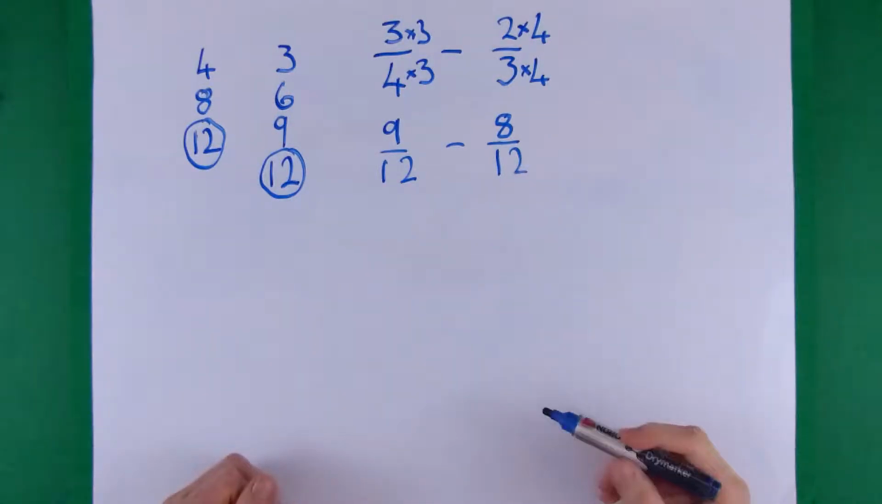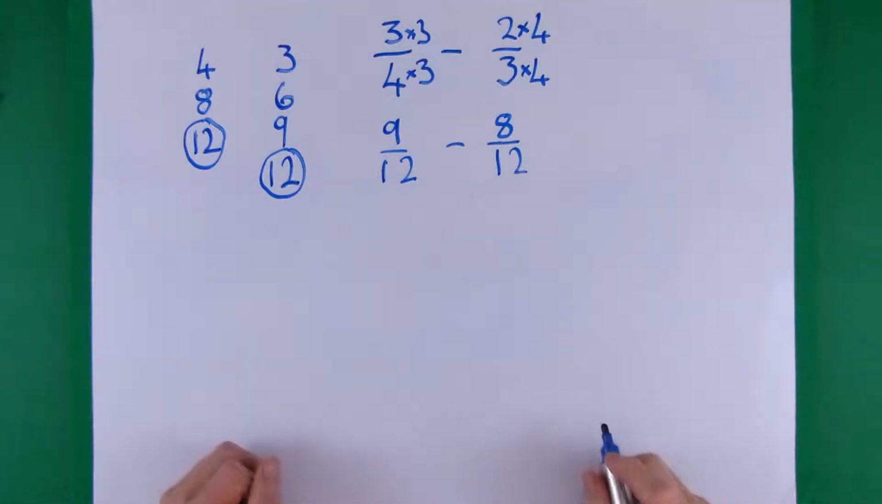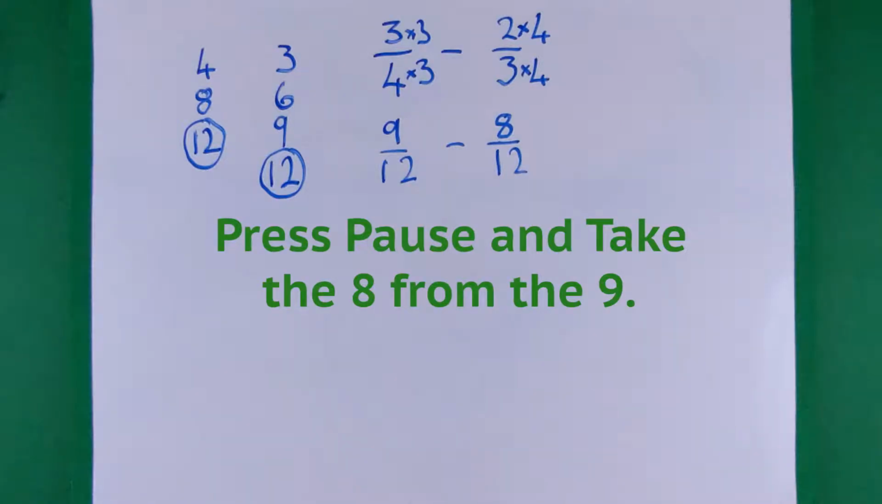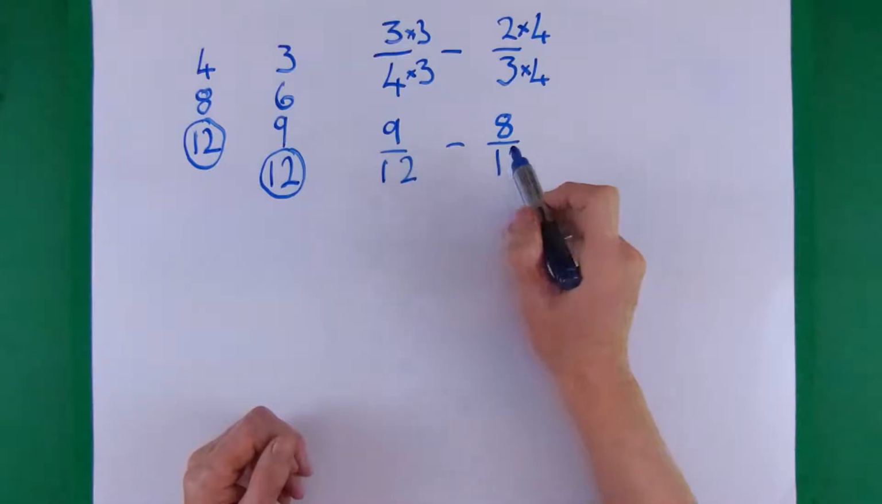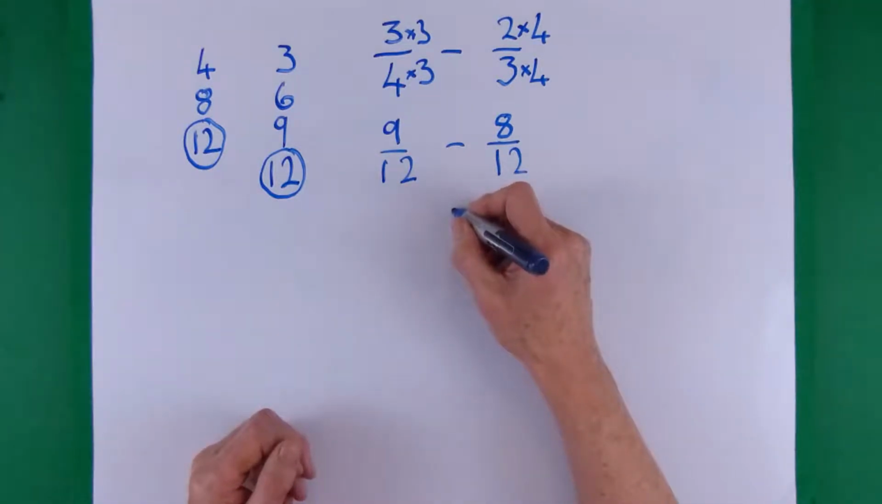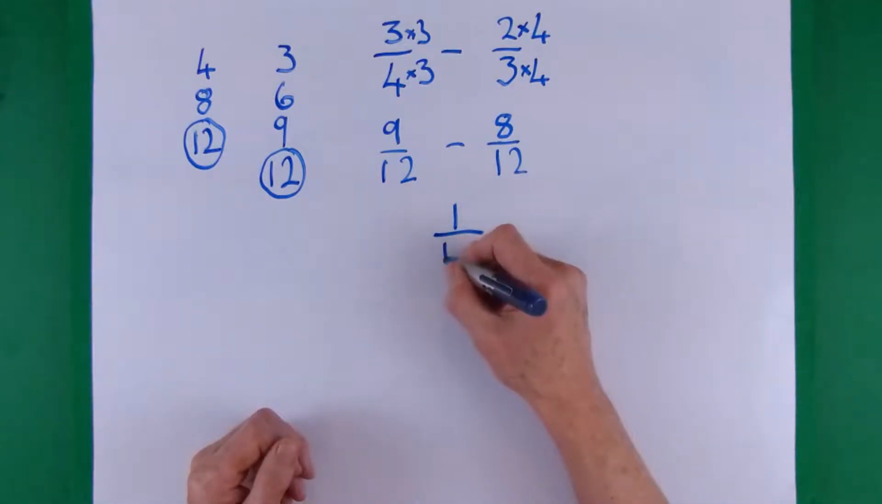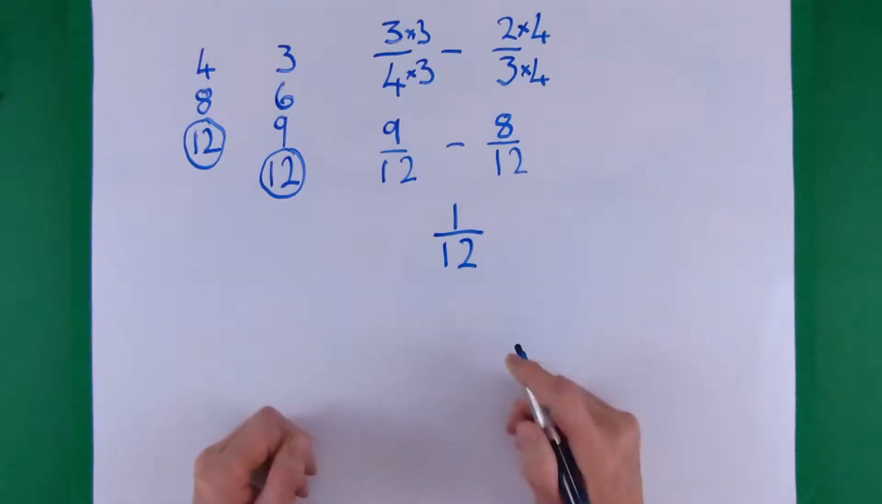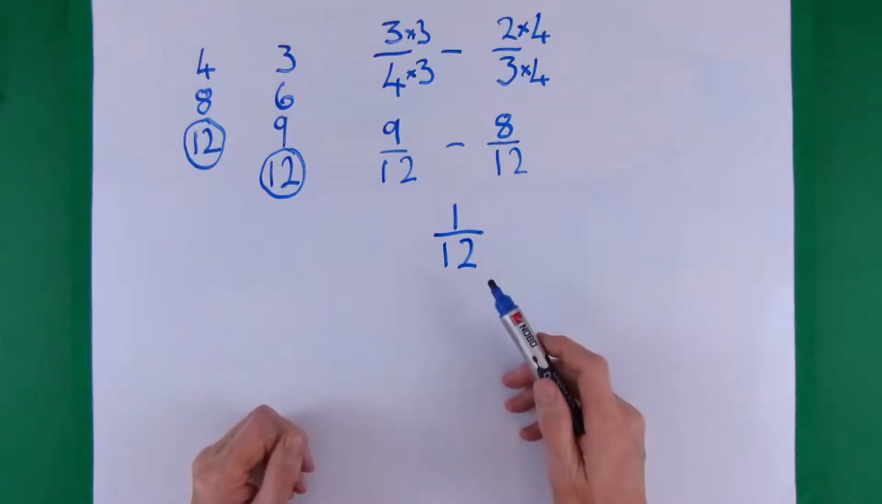Could you press pause and subtract the 8 from the 9? 9/12s take away 8/12s leaves you just with 1/12. And that's your final answer.